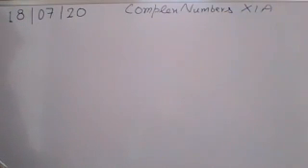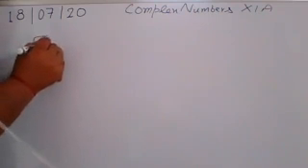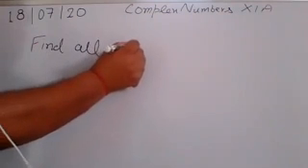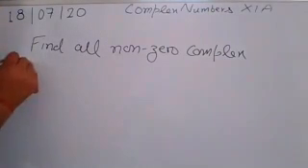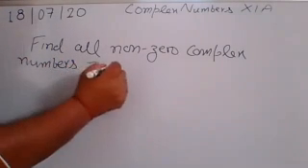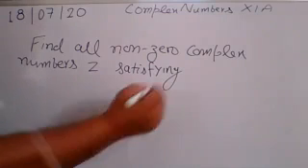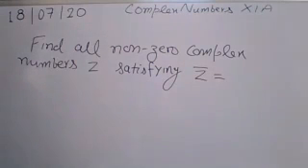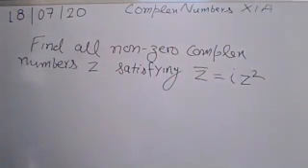Find all non-zero complex numbers z satisfying z bar is equal to i z square.